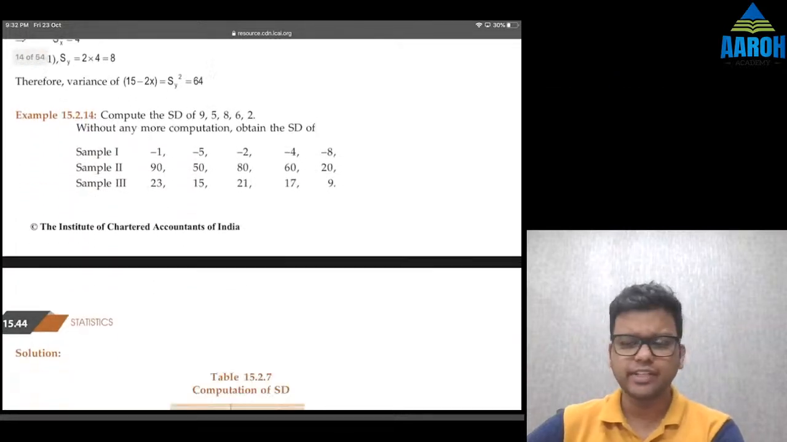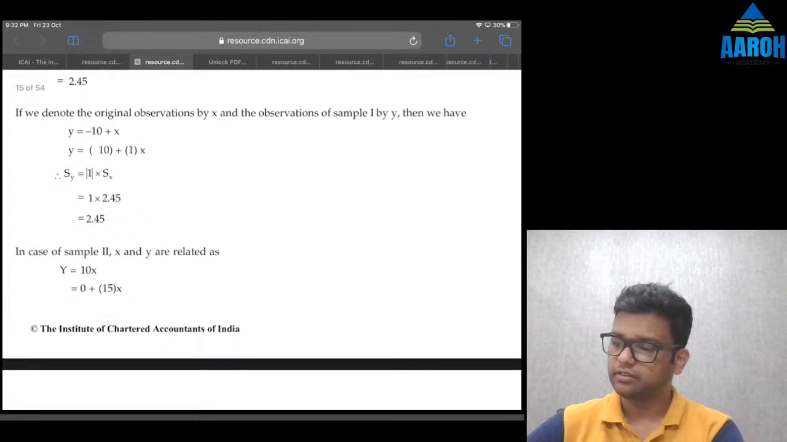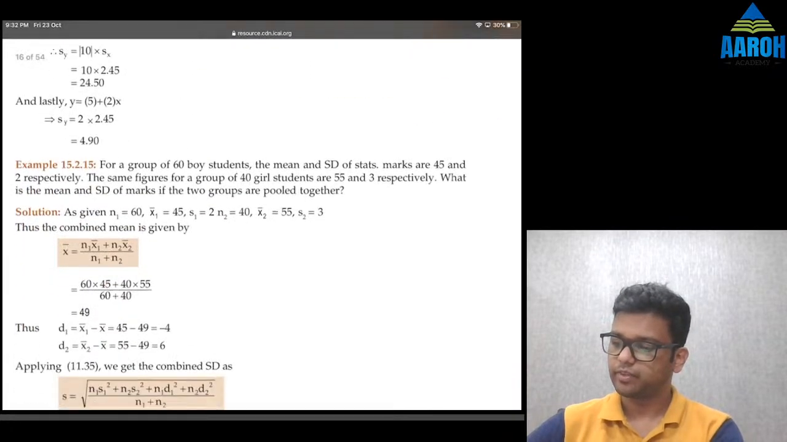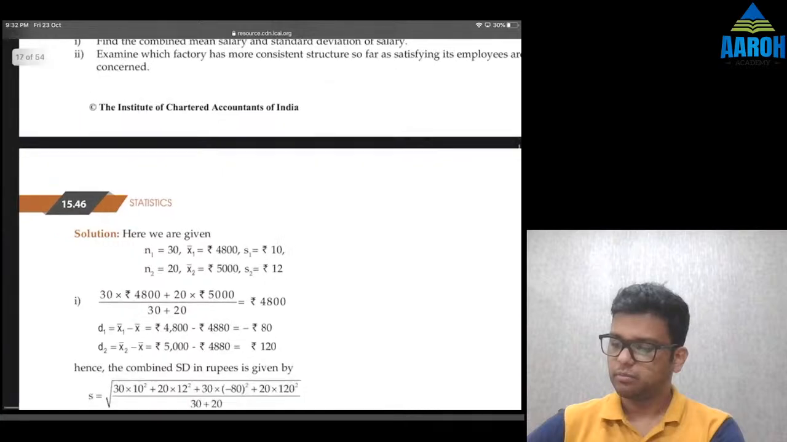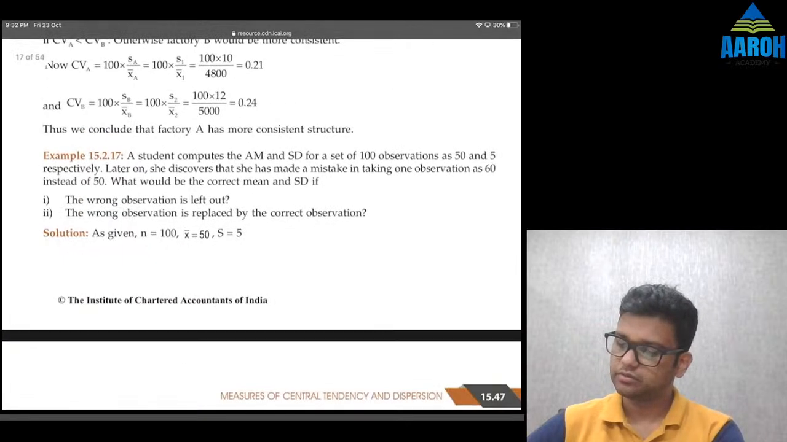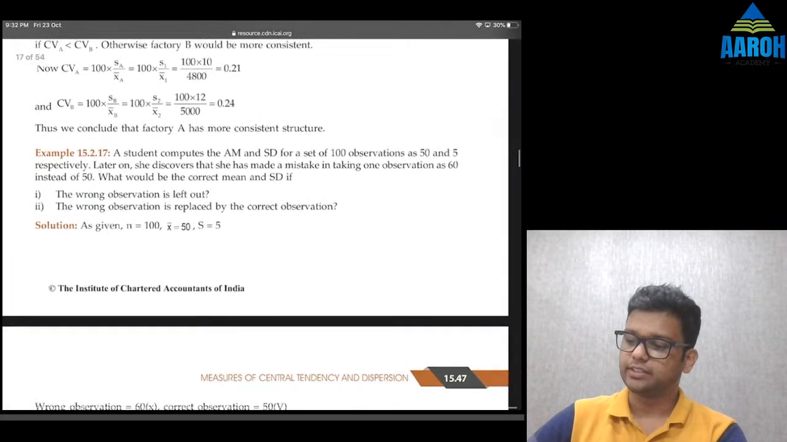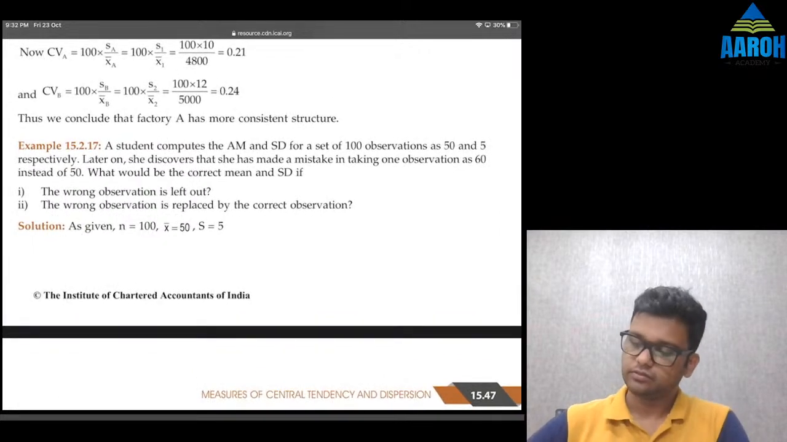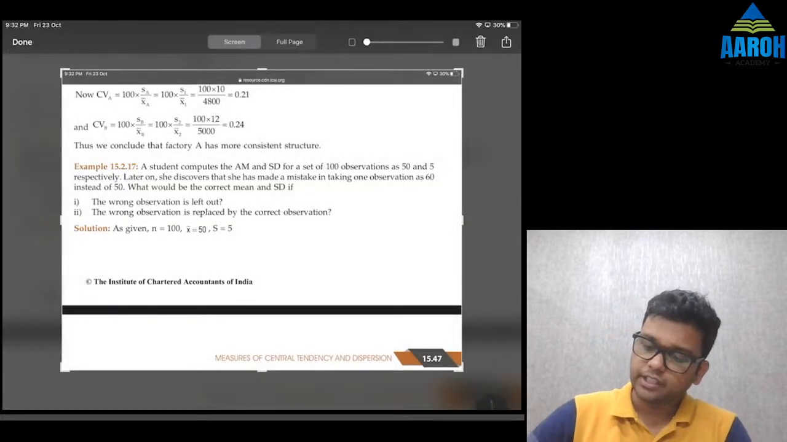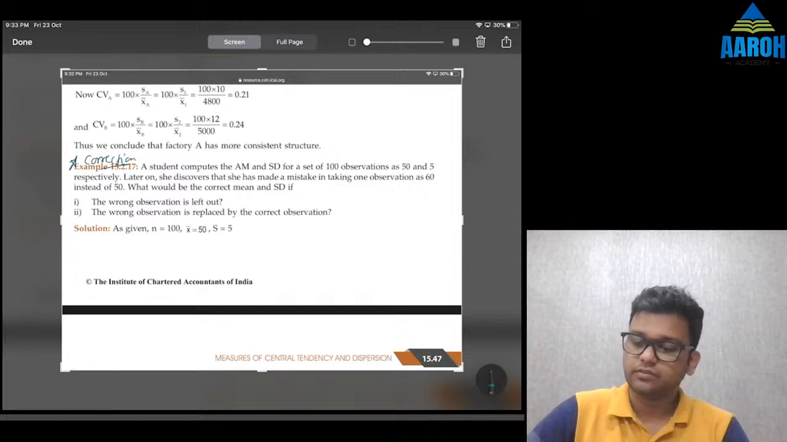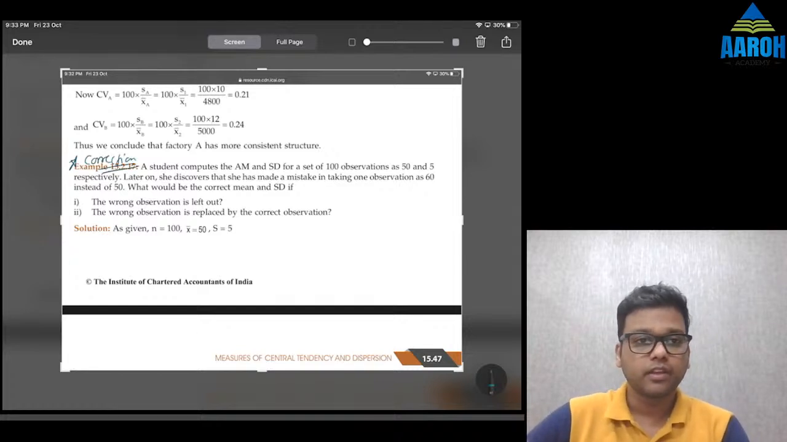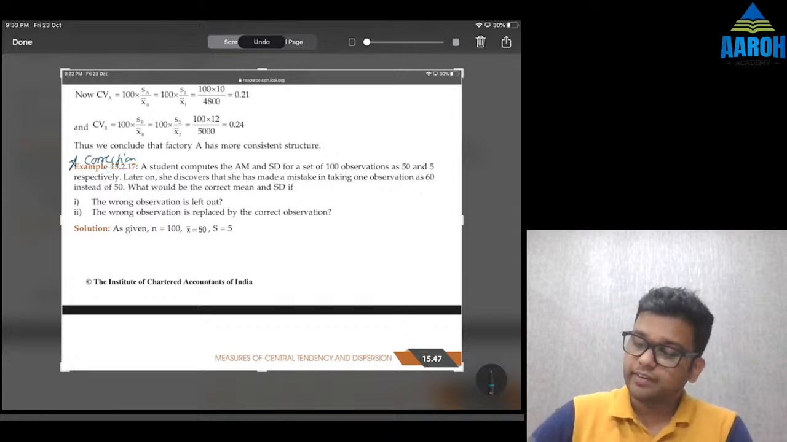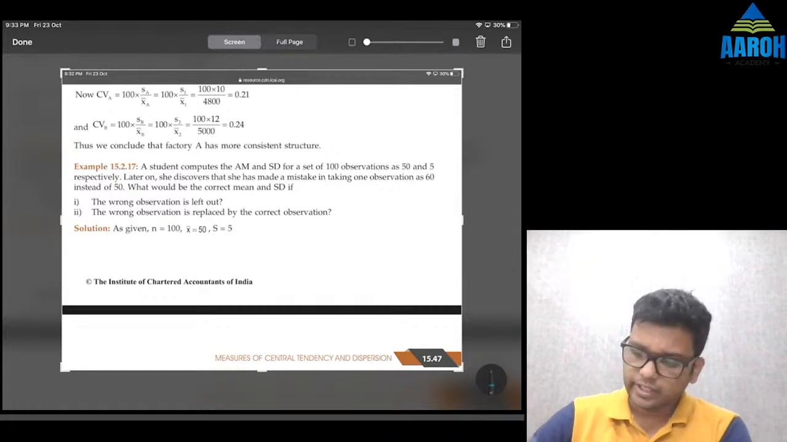Combined mean and calculation and everything we have already seen, so we'll not go to that again. But there are a few different questions now, like this. This is very important. Correction. Okay, questions based on correction. Just like this 17th question, but we'll not solve their question because you might have already solved it. Let's not solve this question.